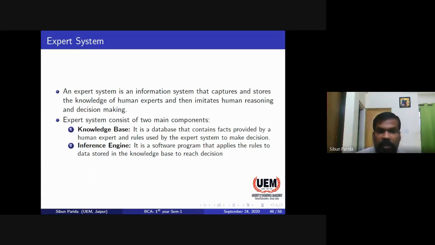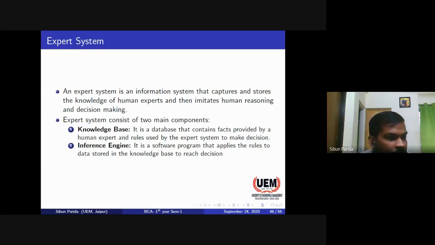What is a knowledge base? A knowledge base is a database that contains facts provided by a human expert and rules used by the expert system to make a decision. That means there are some rules and some facts, meaning hypotheses or notions. So based upon the facts, the expert designs some rules to make a decision.